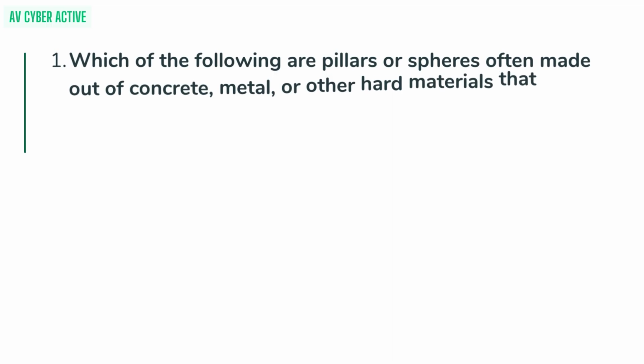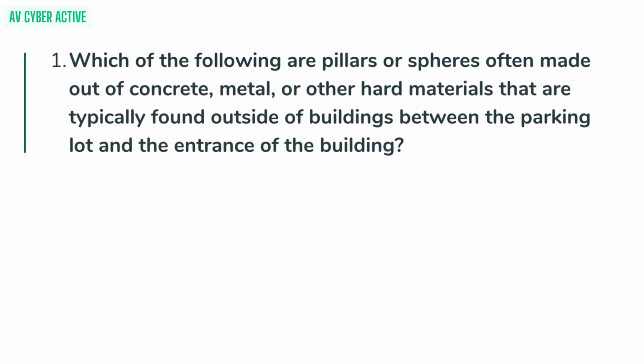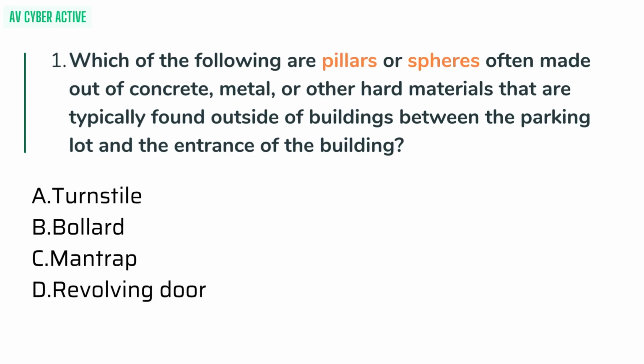Ryan, go ahead. 1. Which of the following are pillars or spheres often made out of concrete, metal, or other hard materials that are typically found outside of buildings between the parking lot and the entrance of the building? A. Turnstile. B. Bollard. C. Mantrap. D. Revolving door. B is correct.